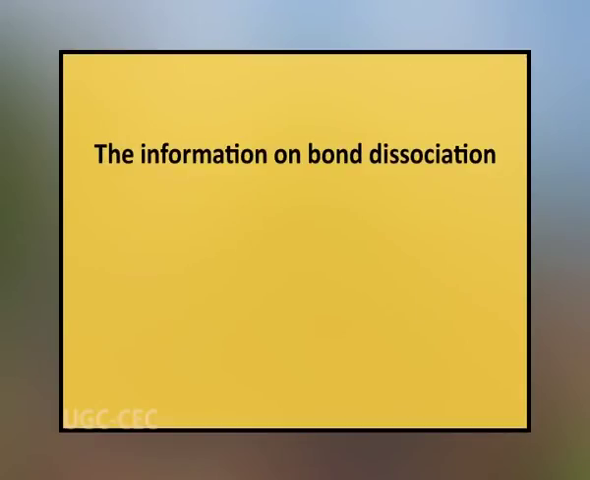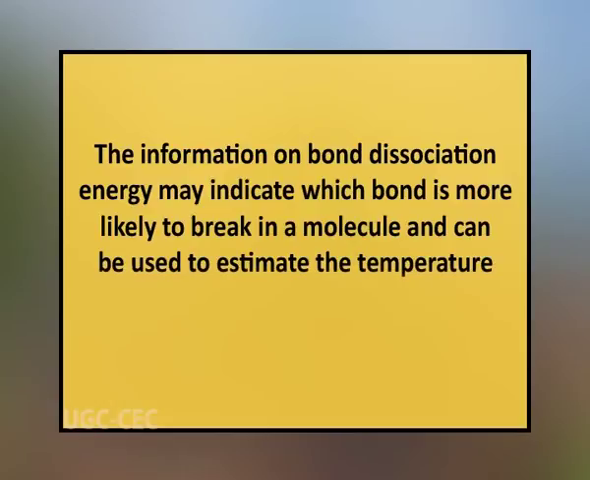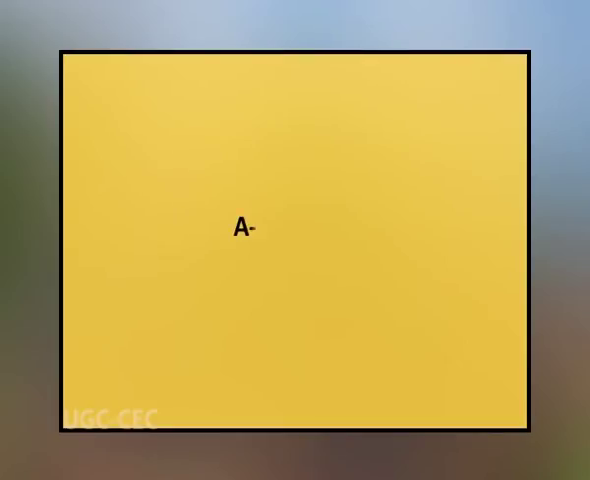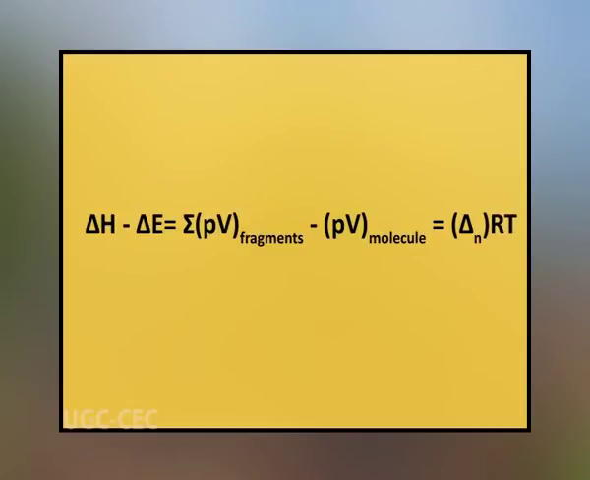Evaluation of bond dissociation energy is a typical application of thermochemical information. The information on bond dissociation energy may indicate which bond is more likely to break in a molecule and can be used to estimate the temperature range. The reaction of bond dissociation can be written as follows: AB gives A plus B. For the above equation, the difference between enthalpy and energy can be written as delta H minus delta E is equal to summation of PV fragments minus PV molecules is equal to delta nRT.